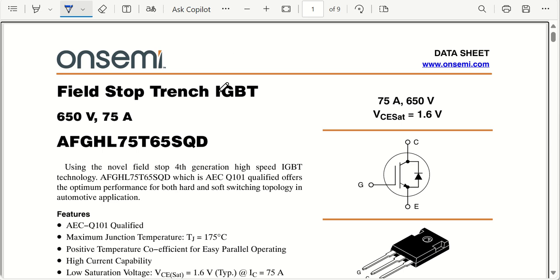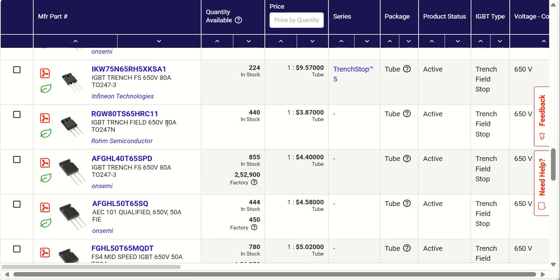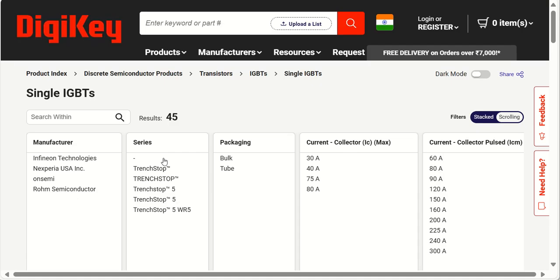All right guys, so what I'll do is I'll give you this particular selection link in the description, so that you can have an understanding of how to select an IGBT for your application.